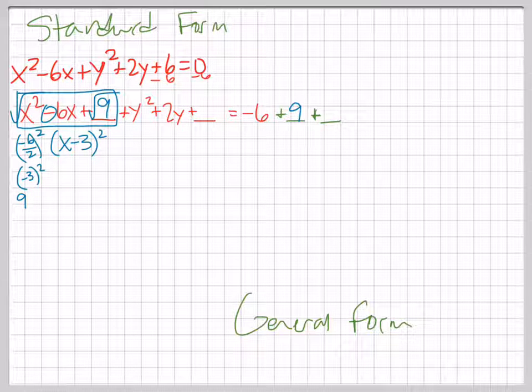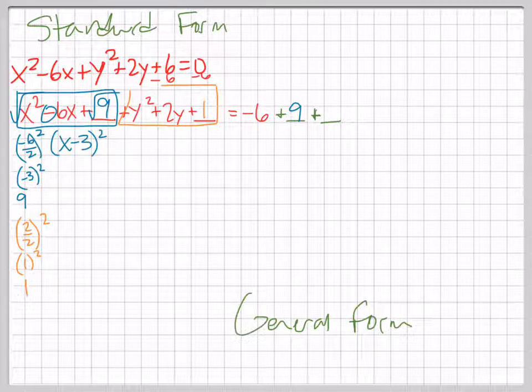I'm going to do the same thing with the y's over here. So I take half of 2, so 2 divided by 2, and we're going to square it. So 2 divided by 2 is 1, 1 squared equals 1. So 1 is the number I need to complete the square for a perfect square trinomial. But if I add 1 to the left, add 1 to the right.